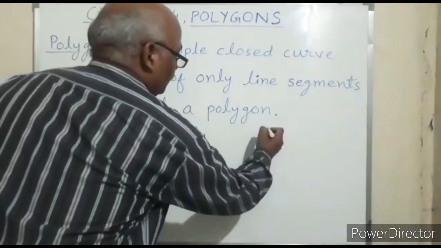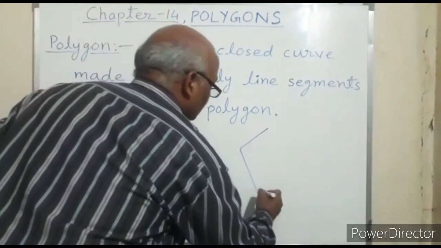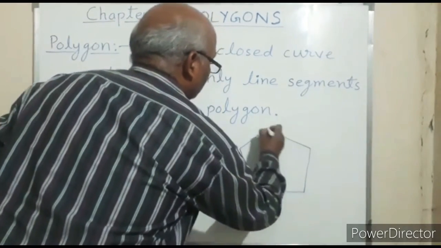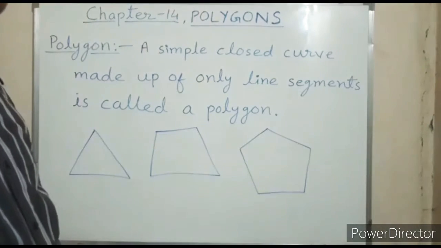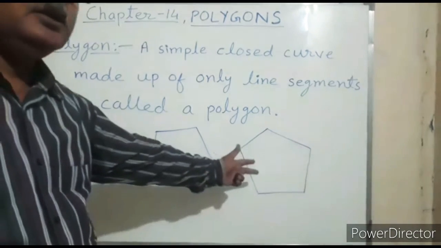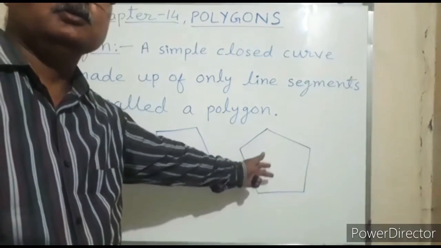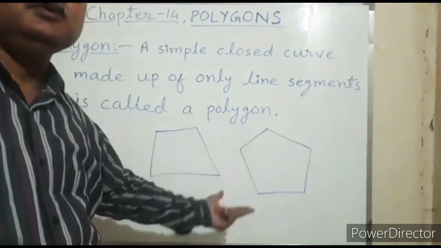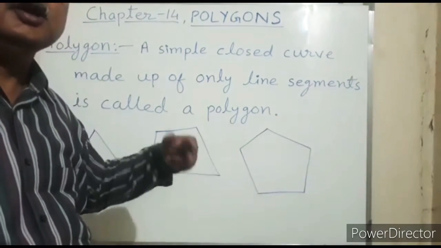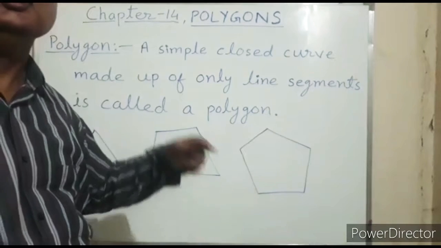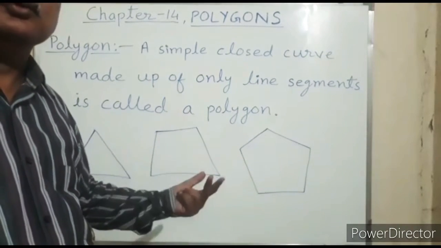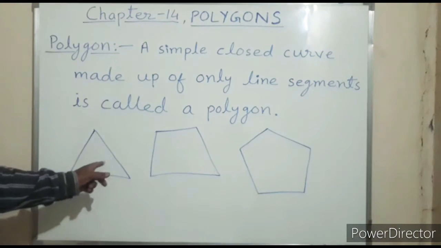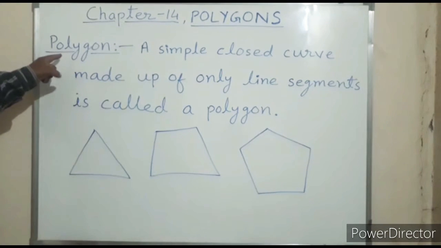In the same way, we can increase the number of sides to draw more polygons of different number of sides. I have a polygon of 5 sides, it is known as pentagon. Similarly, we can draw hexagon, heptagon, octagon, nonagon and decagon, and any more sides. So such closed figures are known as polygon.